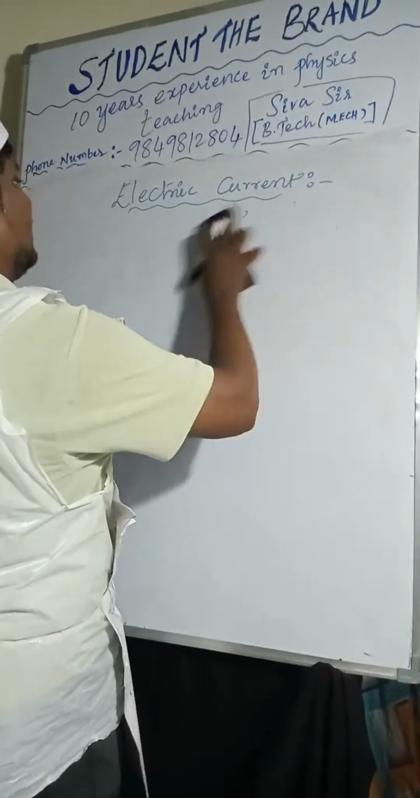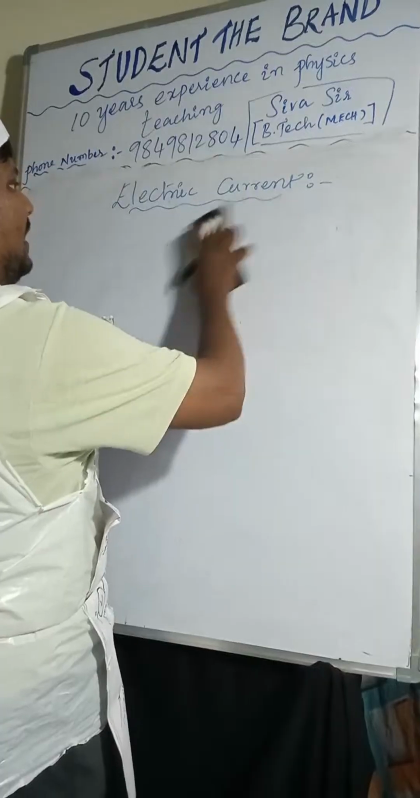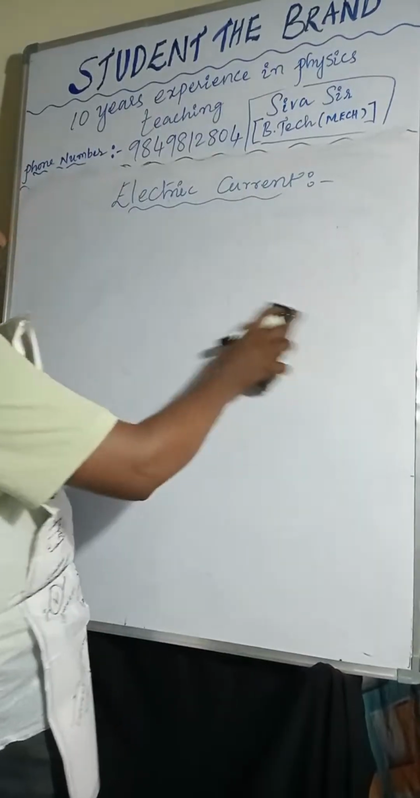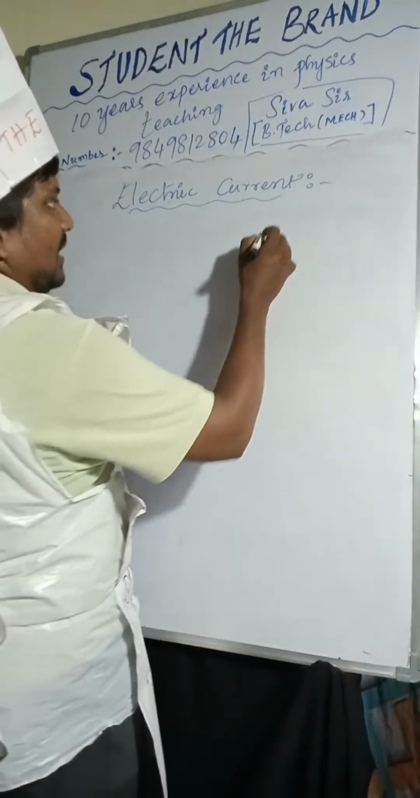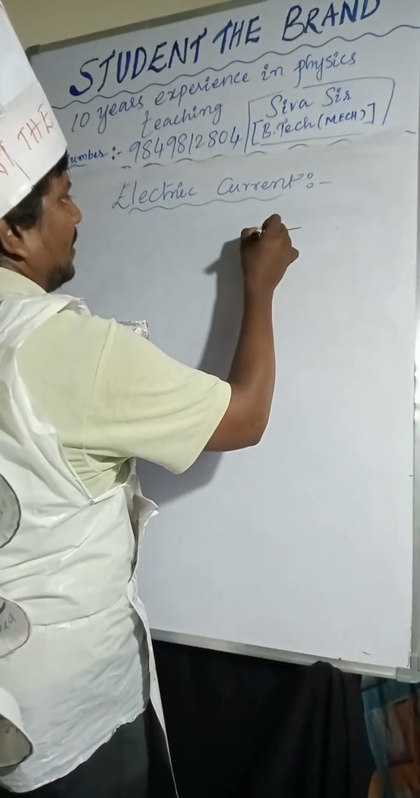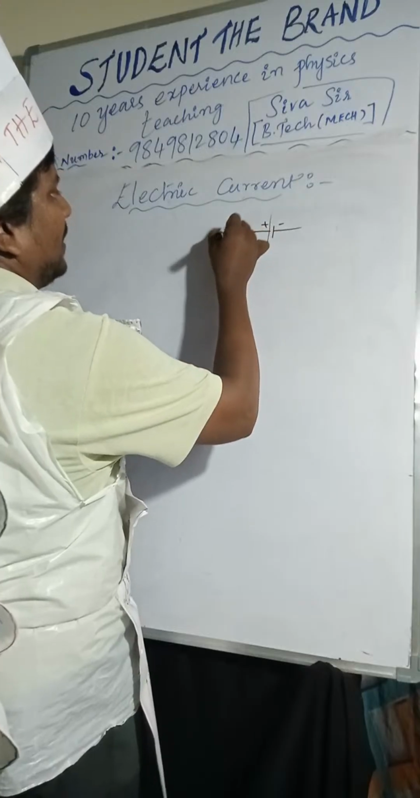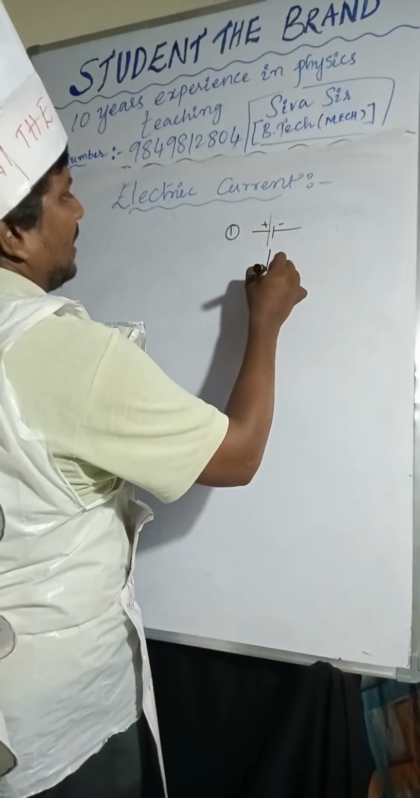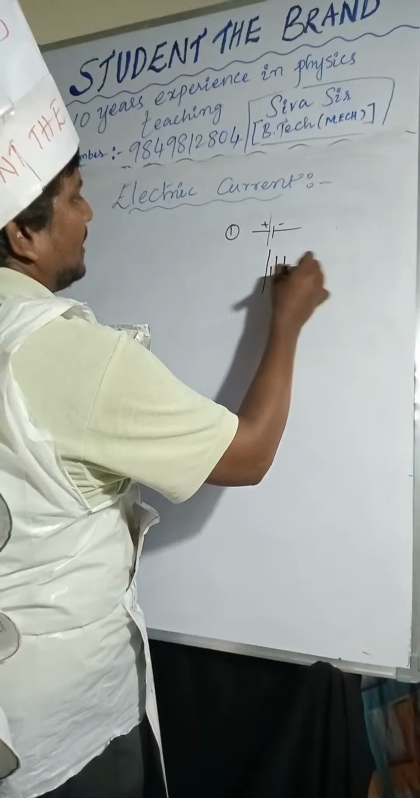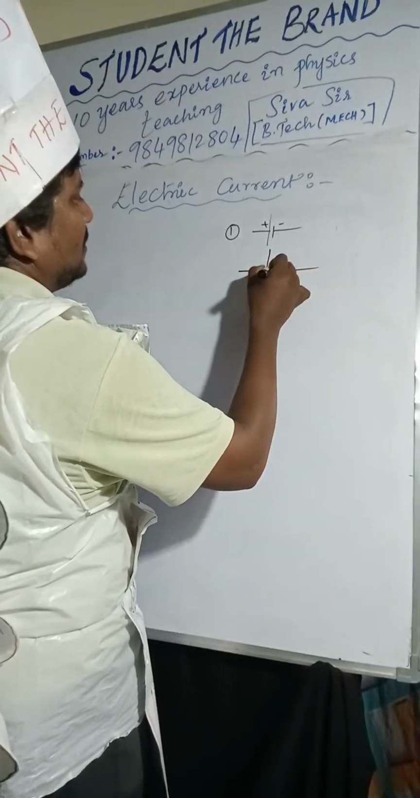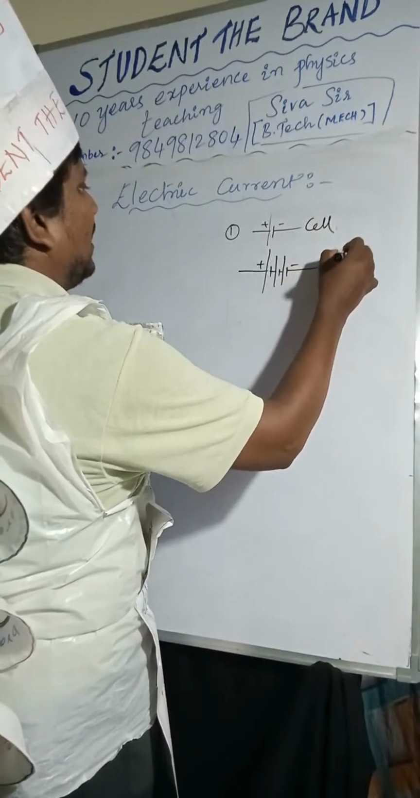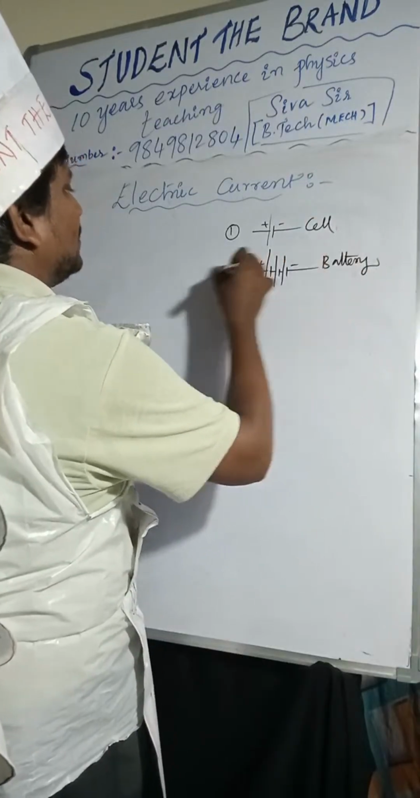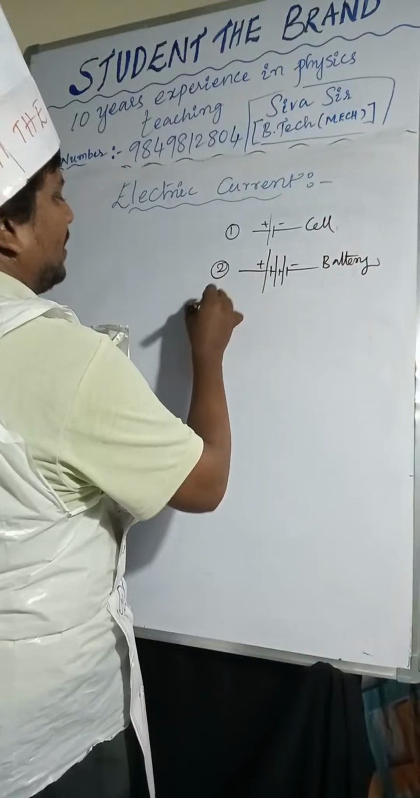So electrical appliances, what are we using? We'll discuss now. One, we are considering a cell. We are considering positive terminal, negative terminal. First one, next one, battery. I'm taking the battery here like this. Positive terminal, negative terminal, cell, battery.